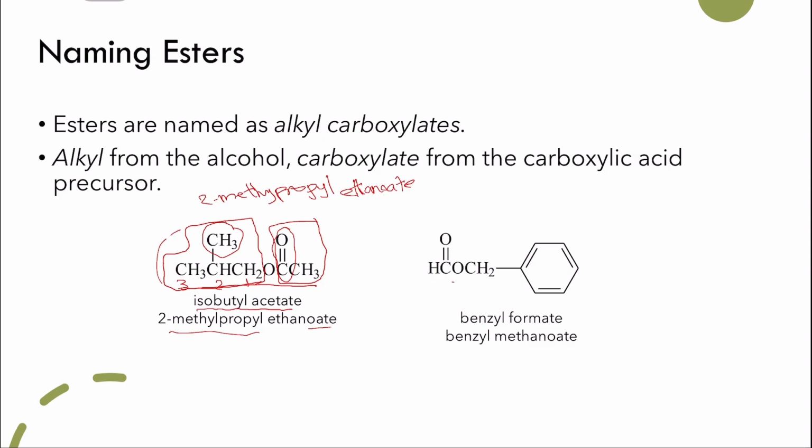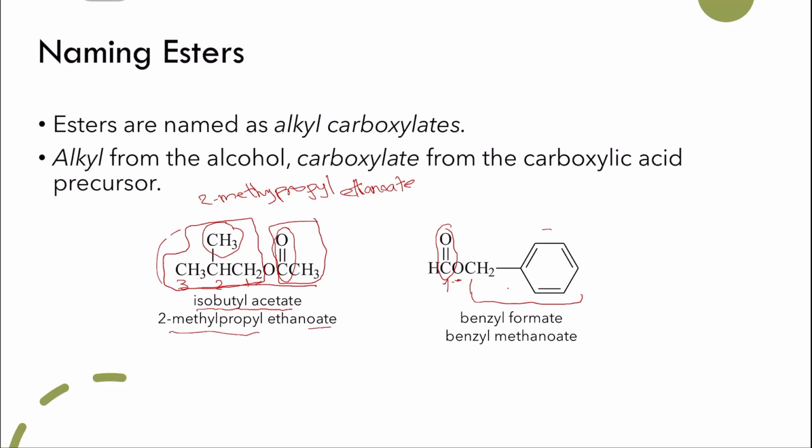What is the acid? So the acid, this is the carbonyl group. Now this is only one carbon. This is the oxygen. So this group is called benzyl. So this is going to be called benzyl methanoate. It's only one carbon, so it's methanoic acid. If we use the formal name, which is formic acid, then it's going to be formate. So it's called benzyl formate.